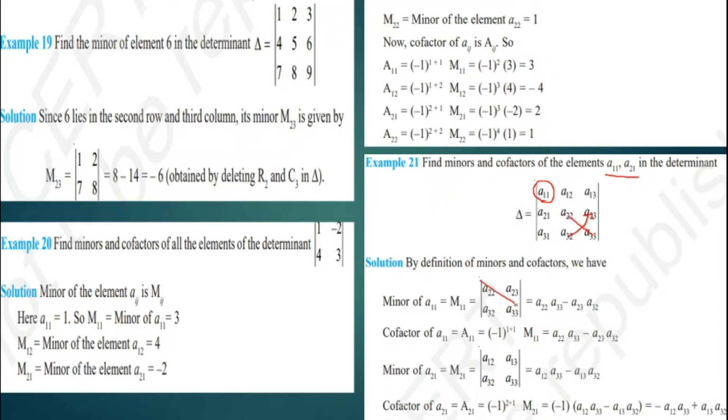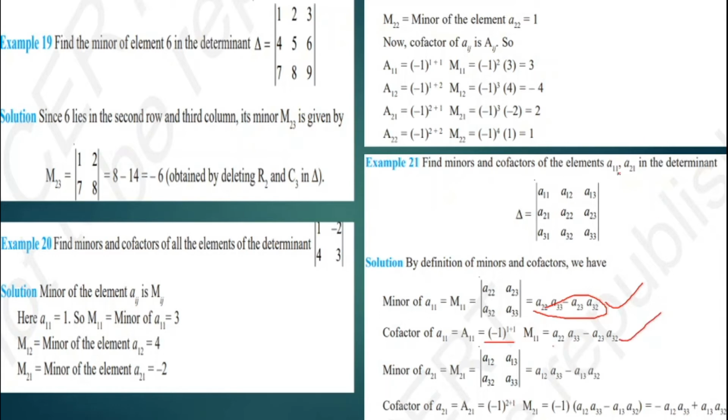If you want, you can skip this part. That's all, because there is no value, so you write it as it is. Next, the cofactor. The cofactor is found using the minor, that is minus 1 to the power 1 plus 1, M11. Since this will be positive, we write A22 A33 minus A23 A32.